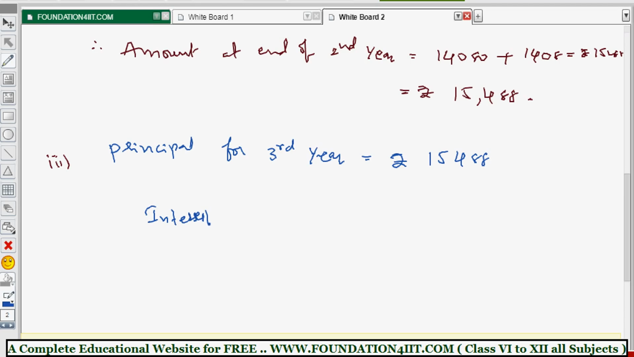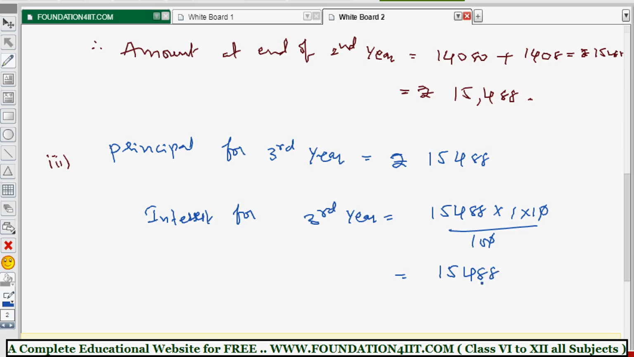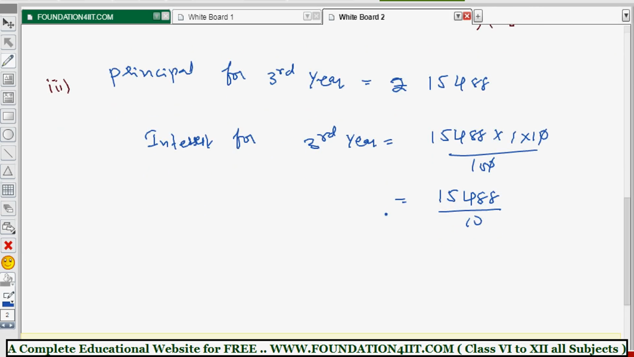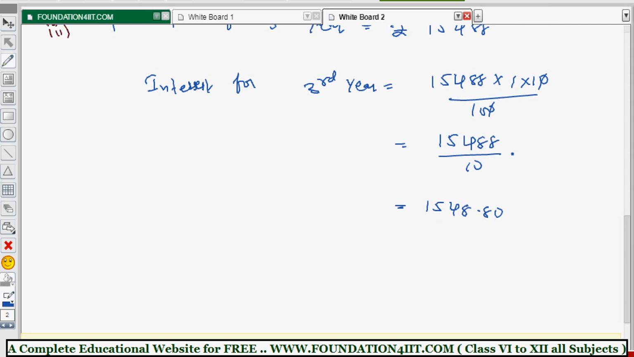Therefore, interest for third year is 15,488 into 10% and 1 year time by 100. These two zeros cancel. 15,488 by 10, that is, you get the point, 1548.8. You just put 0 because it's rupees. Now finally, this is the interest at the third year.